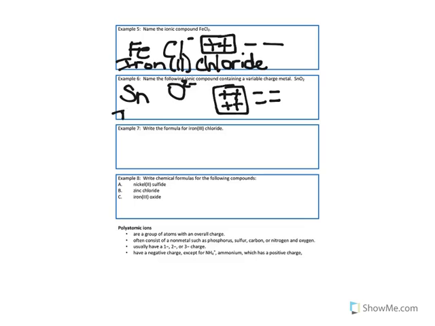So the name of our compound is tin 4 oxide. Again, keeping the anion the same, but replacing the ending with "ide."